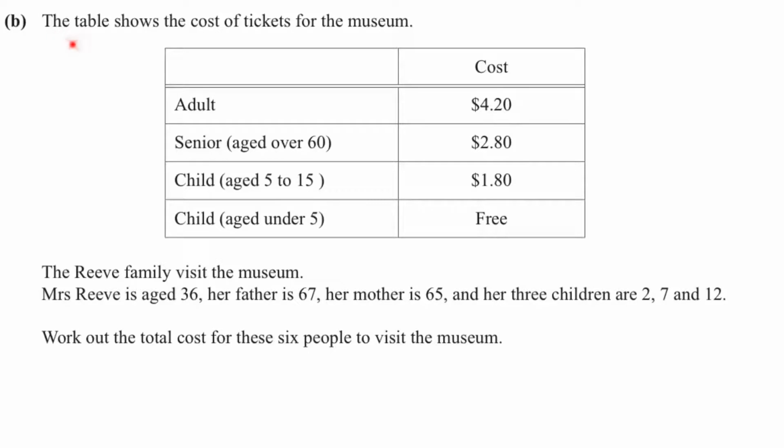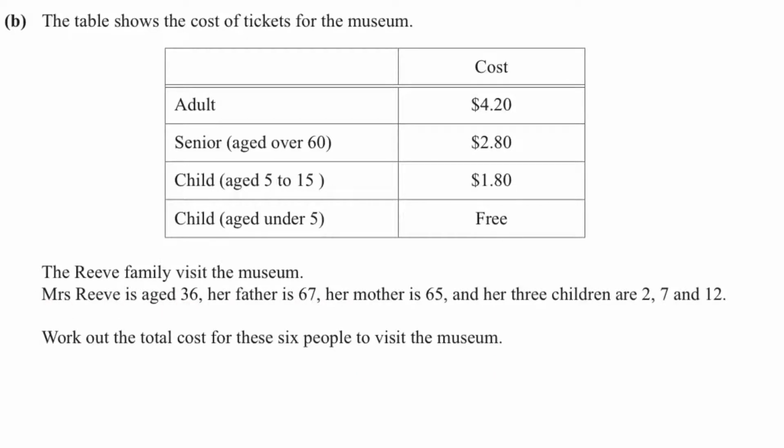In B, the table shows the cost of tickets for the museum. We have adult, senior, child, and child age under 5 free. The Reeve family visits the museum. Mrs. Reeve is age 36. Her father is 67. Her mother is 65. And her 3 children are 2, 7, and 12. Write out the total cost for these 6 people to visit the museum.